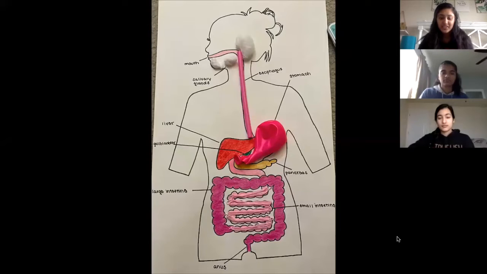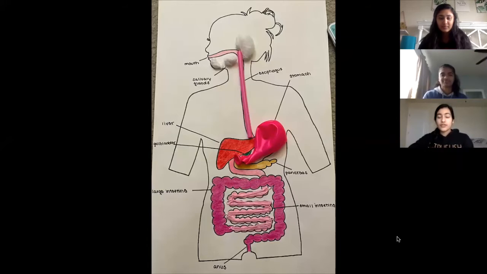This is our digestive model, and we chose the food pasta because pasta has carbohydrates, lipids, proteins, and nucleic acids. Carbohydrates can be found in the pasta and tomatoes. Lipids can be found in the pasta and the meatballs. Proteins are in meatballs and the gluten from pasta, and nucleic acids are in the meatballs and tomatoes.